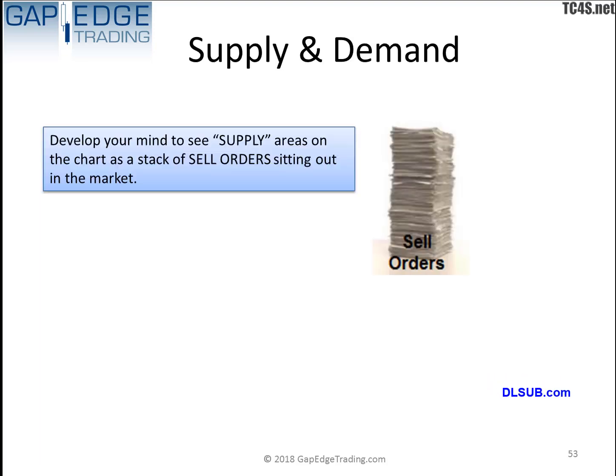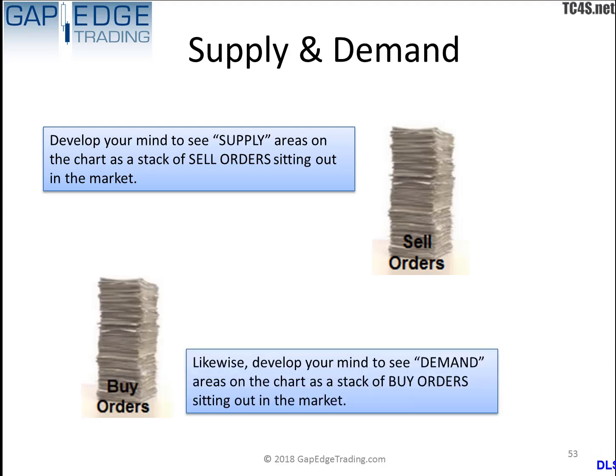So remember, as you look at a trade and you see supply, I want you to develop your mind to see supply as an area on the chart, as a stack of sell orders sitting out there in the market. People are looking to sell, they're losing, they're in pain. Or in the opposite spectrum, likewise, develop your mind to see demand as an area on the chart, as a stack of buy orders sitting out in the market. Remember, demand, buyers; supply, sellers. I know it sounds basic, but it really will help your thinking when it comes to trading.